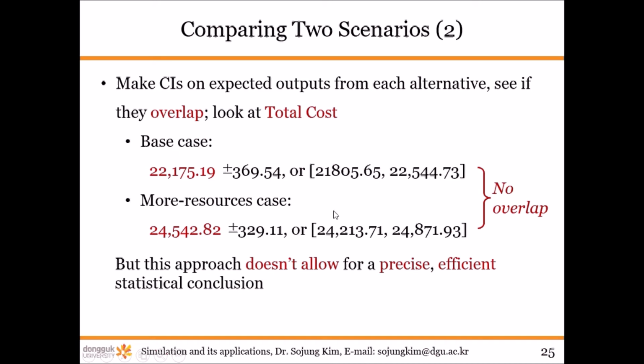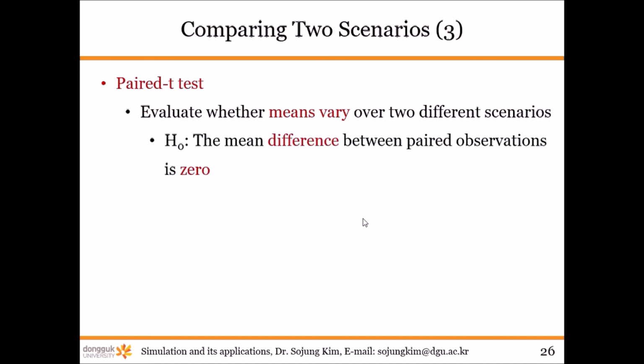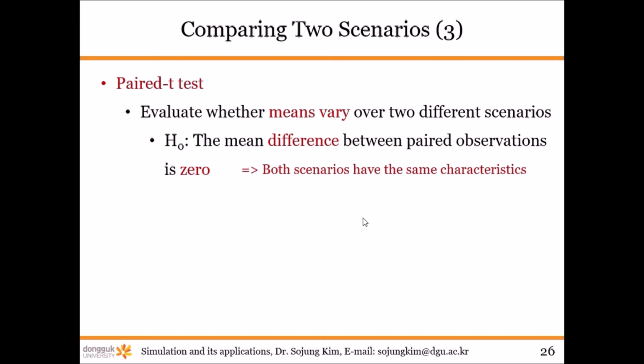But this is not really sufficient, right? We want to get a statistical conclusion. That's why people conduct the paired t-test. By using this paired t-test, we can evaluate whether means vary over two different scenarios. So here are H0 and H1, the hypotheses. In other words, the mean difference between paired observations is 0, otherwise, different.